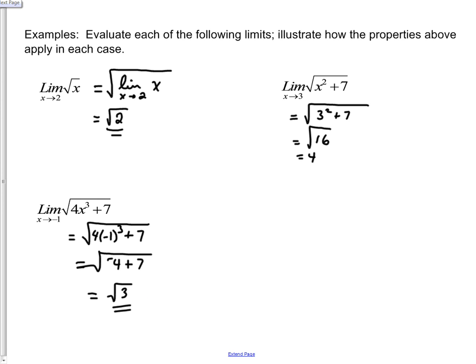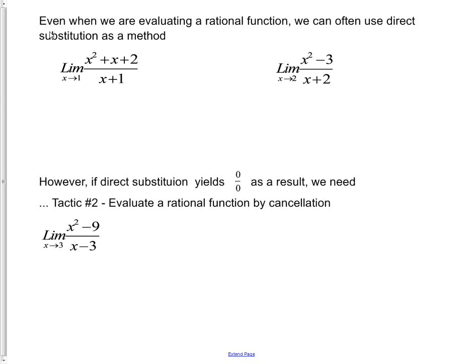Does this continue to work for everything? Well, let's try another right here. And even in rational functions, as long as we're within the defined domain of the function, no problem, right? Let's talk about this one. The limit as x approaches 1 of x squared plus x plus 2 divided by x plus 1. We can use that quotient rule and treat this as the limit as x approaches 1 of x squared plus x plus 2 divided by the limit as x approaches 1 of x plus 1.